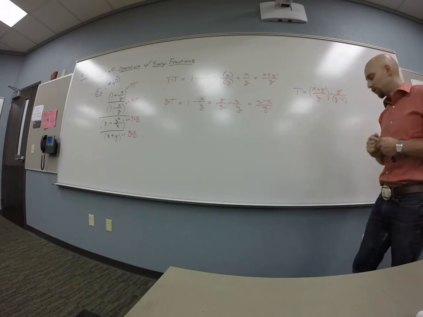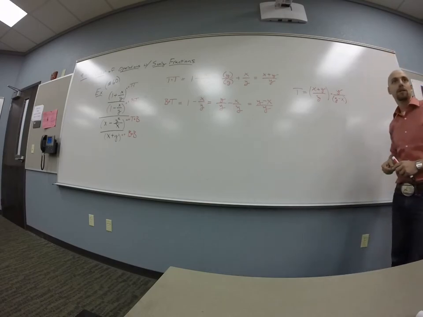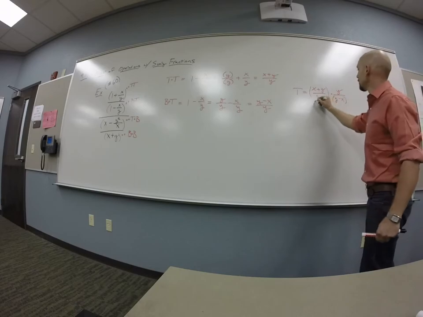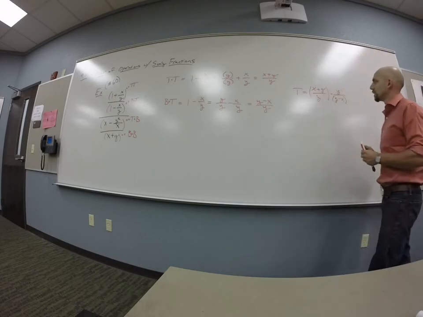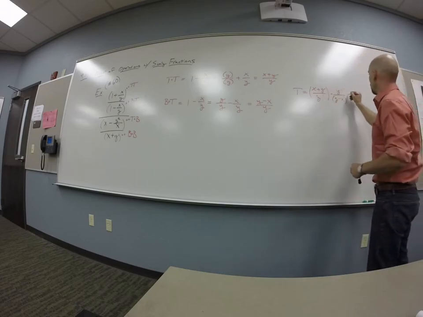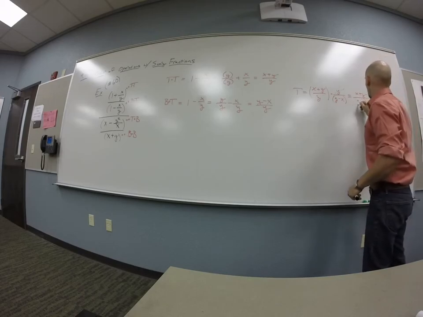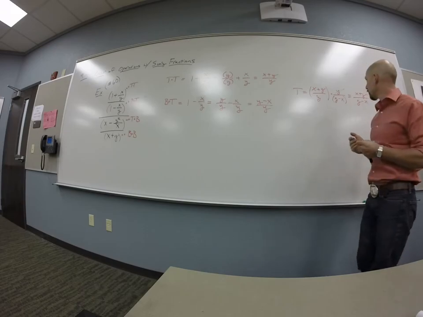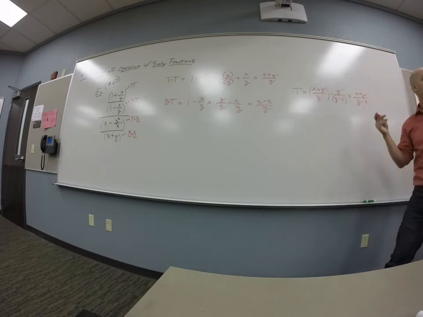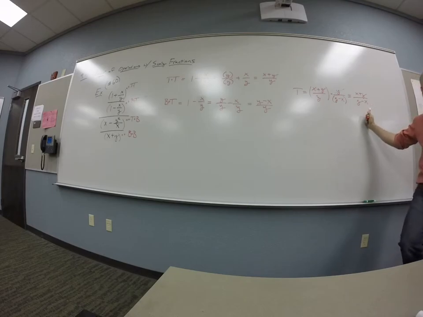Do you guys see anything that cancels? Yeah, the y's are a onesie. We cross the y's out, and we're left with x plus y over y minus x. That's the top, right? This wasn't so bad. I got the top already.